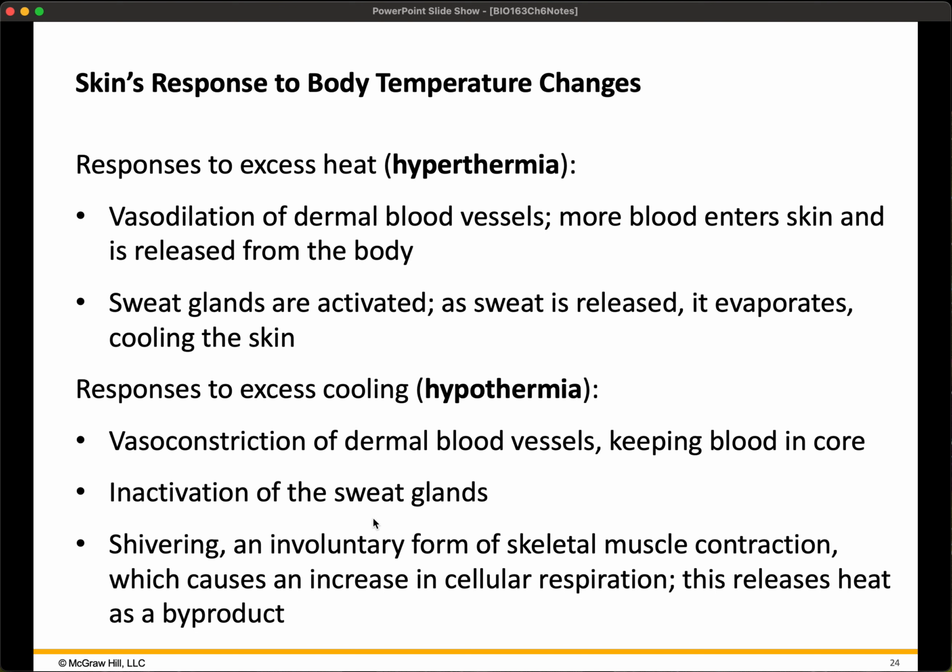It also inactivates sweat glands and activates the shivering response. This is a reflex, an involuntary reflex, where I think we've all shivered at one point in our life, and it's a skeletal muscle contraction.